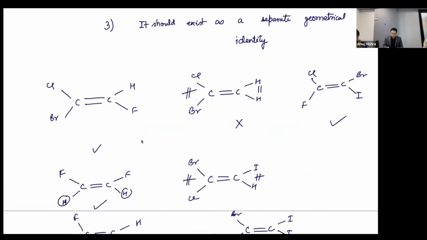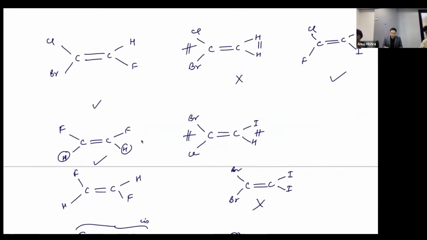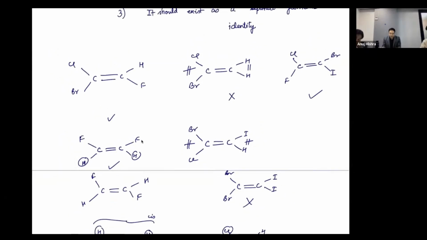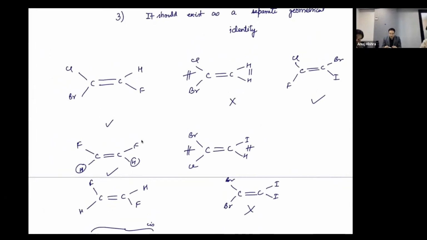Check fourth and fifth. FH, can it show? Yes. HH on the same side is cis, the other way it's trans. Next one, BrCl, IH. BrI, II. Can it show? Answer is no. Go to a carbon, check both the groups must be different. If yes, then we can say they can show geometrical possibilities or structures.